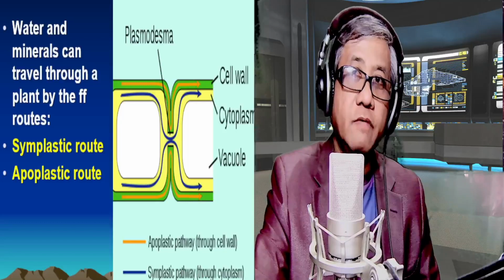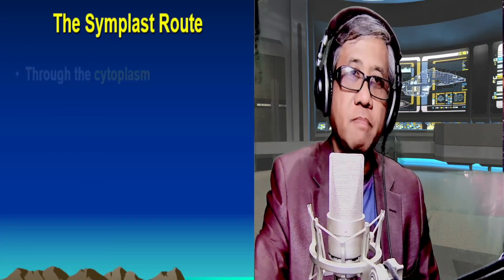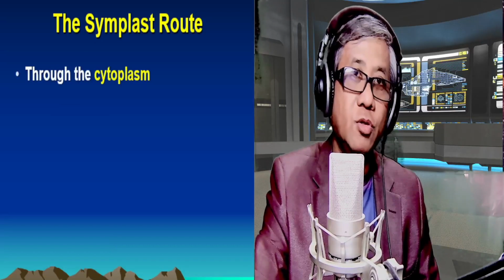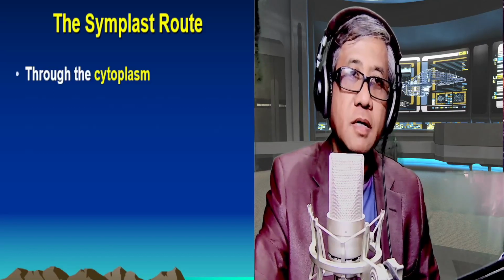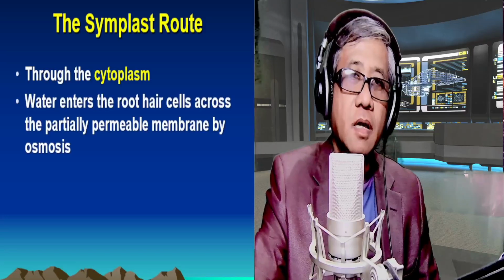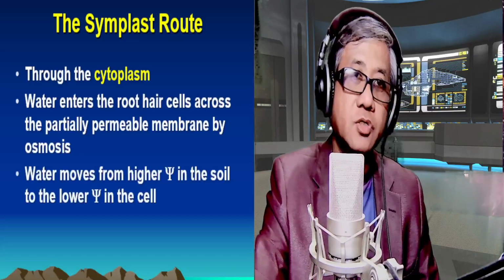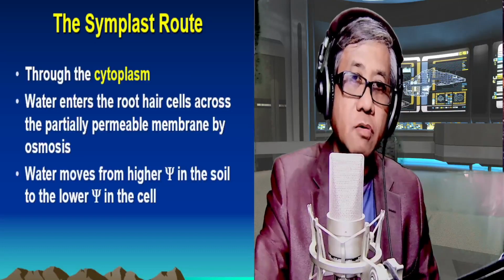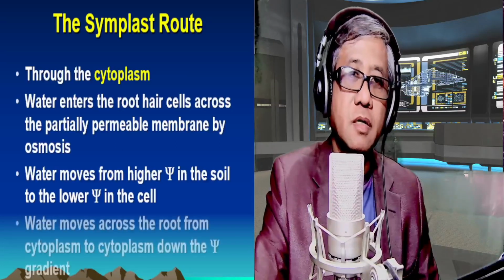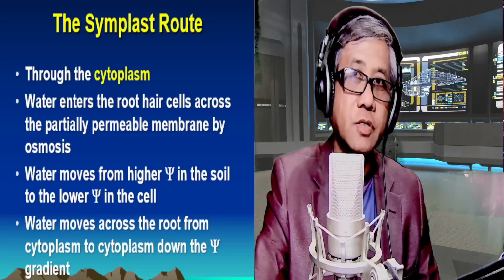Alright, so at this point, let us now differentiate between symplastic and apoplastic pathway, starting with the symplastic route. Now, water and minerals enter the root tissues through the cytoplasm. Take note, in the symplastic pathway, water and minerals pass through the cytoplasm of the root cells. Water enters the root hairs across the partially permeable membrane, again by osmosis. And just like what we mentioned in passive transport, water molecules move from a region of high concentration in the soil to a region of lower concentration in the cells, down the concentration gradient. So water moves across the roots from cytoplasm to cytoplasm down the concentration gradient.